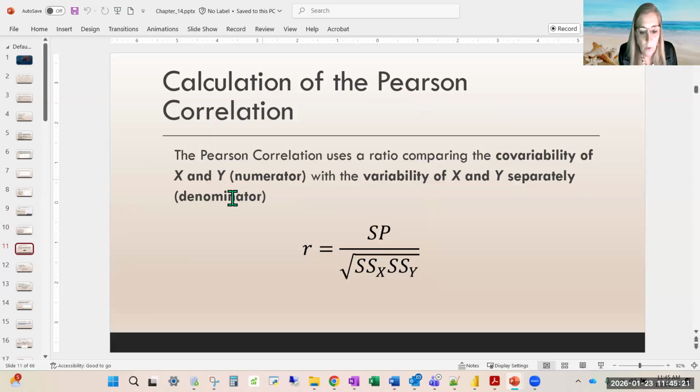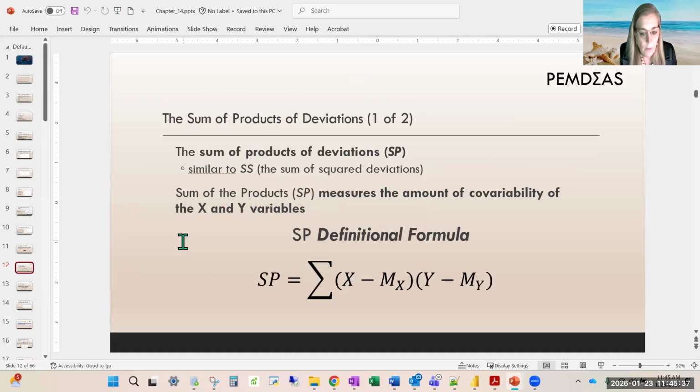So the Pearson correlation uses a ratio comparing the covariability of the x and y numerator, SP, with the variability of x and y separately in the denominator. And you can see the formula here. All right, so first we find the sum of products of deviations. It's similar to the sum of squared deviations.